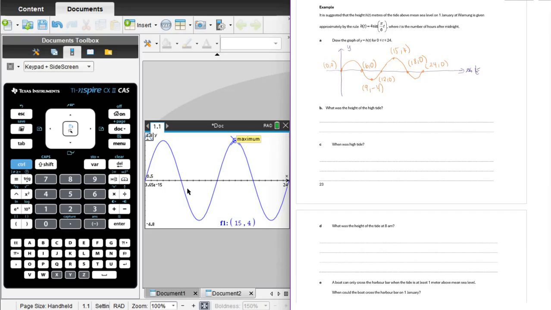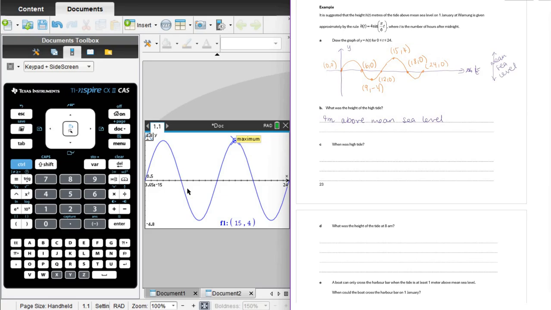Now, it's asking what the height of the high tide was. That's still just your amplitude plus your mean value. So in this case, it's going to be 4 meters above that mean sea level. Okay, now we don't know what the mean sea level is. We just know that we can't have a tide that's technically below 0 meters on the ground. So you have to remember that this axis here is your mean sea level. So your y-axis is your mean sea level.